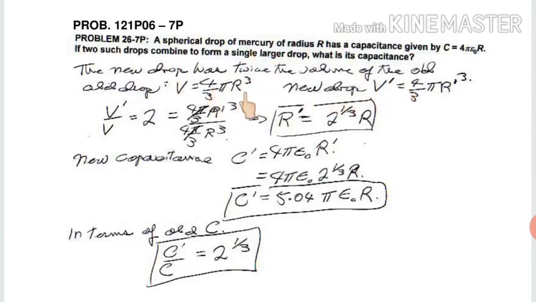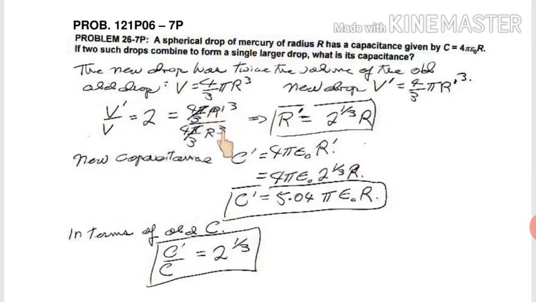Okay, now if we take the ratio of these two, V dash upon V, it will give you 2, because we have already written over here that the new drop will be twice the volume of the one spherical drop. So V dash upon V is equal to 2. Now in place of V dash we can write 4 by 3 pi r dash cube, and in place of V we can write 4 pi by 3 r cube. Now this 4 pi by 3 will get cancelled. So finally we will have r dash cube upon r cube.